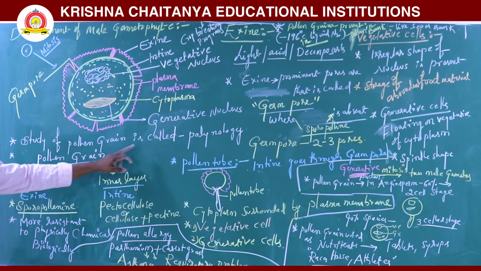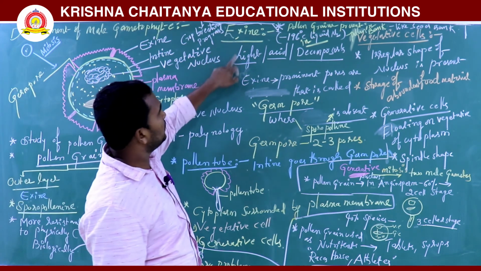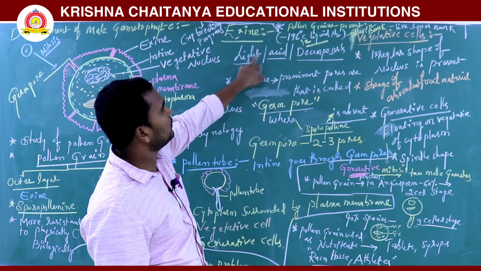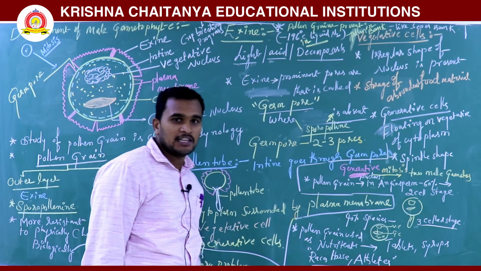The study of pollen grains is called palynology. The pollen grain has an outer layer and an inner layer: the outer layer is called exine and the inner layer is called intine. The exine is made up of sporopollenin, which is highly resistant physically, chemically and biologically. The inner layer is made up of cellulose and pectin. Light is physical, acid is chemical, and decomposers are biological.